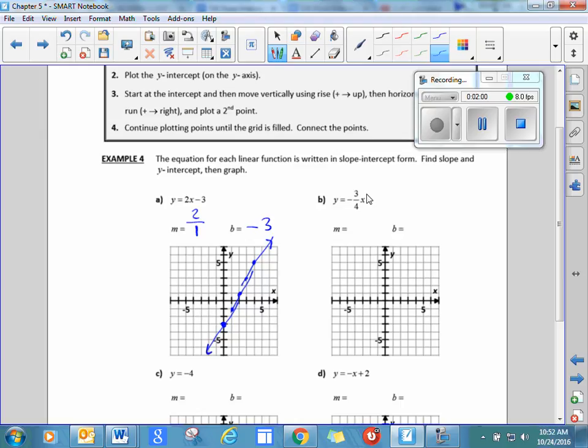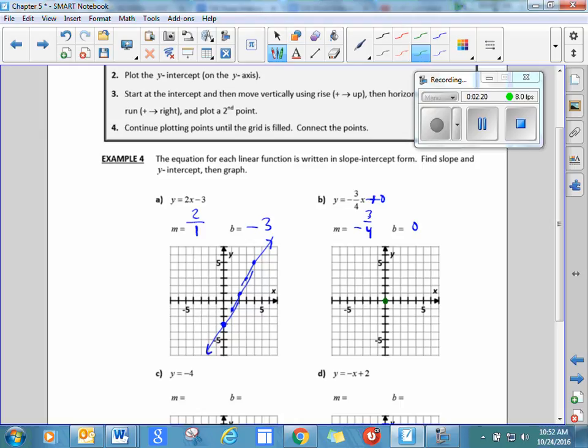Let's look at example B. We need a y-intercept. I don't see one here. We add a +0. Our y-intercept is 0. This guy starts at 0, 0, the origin. So our slope is negative this time, -3 over 4. So when we rise over run, we're going to keep that in mind.